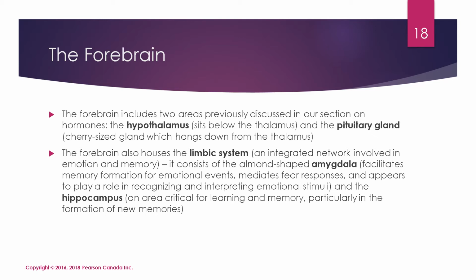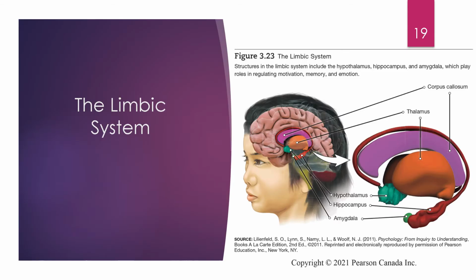And it also contains the hippocampus, which is an area critical for learning and memory, particularly in the formation of new memories. So you might remember me talking about the hippocampus a little bit back in the last chapter on memory. So here's kind of a little visual depiction of that limbic system. So you can see we have the thalamus, the hypothalamus, the hippocampus, and the amygdala. Then we also have something called the corpus callosum here, which we'll talk about in a bit, that connects the 2 hemispheres of the brain.